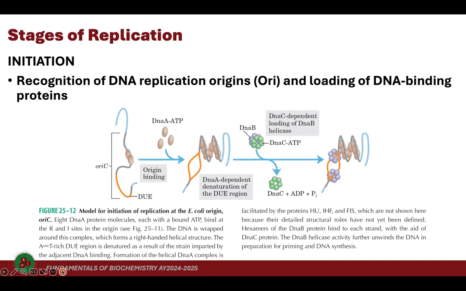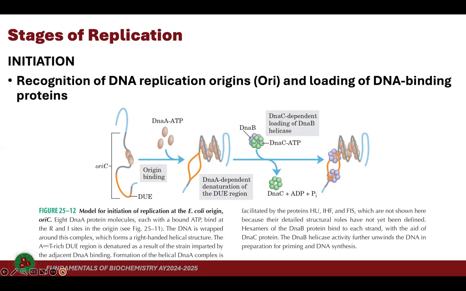Okay. We now have a general idea of how replication takes place, but at each stage, there are important things that we have to know. These are the stuff that makes replication possible. So we start with initiation. There are only three stages: initiation, elongation, and termination. So with initiation, there are three important things. Number one is the recognition of your ori.